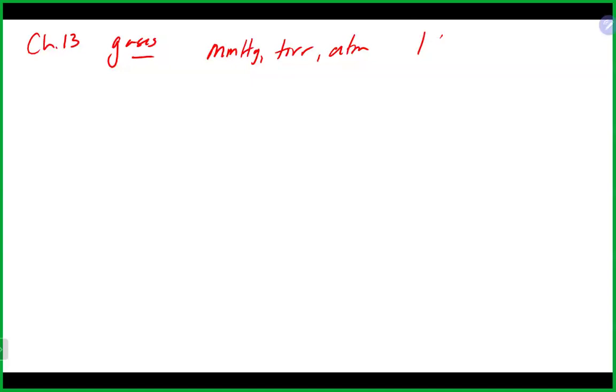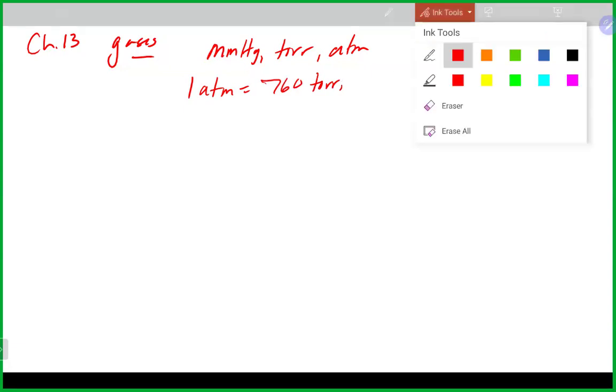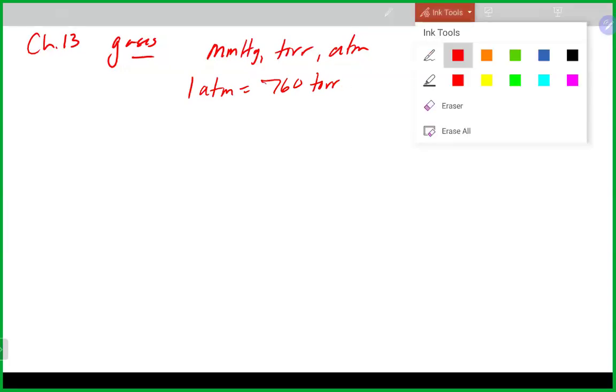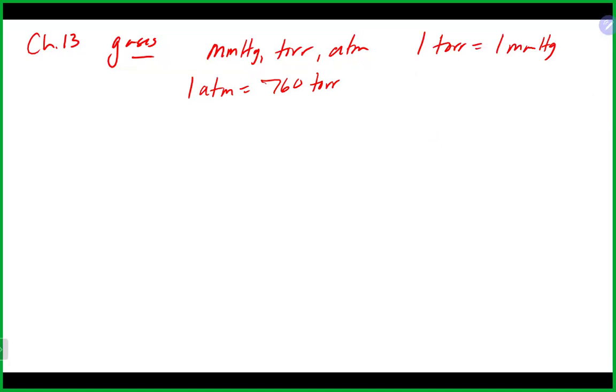One torr is basically the same as 1 millimeter of mercury. It's a one-to-one relationship. One atmosphere is equal to 760 torr, and that also equals 760 millimeters of mercury. So that 760 is an important number there. It is basically your conversion factor to go between these three. And again, these are probably the three most common units you'll come across.